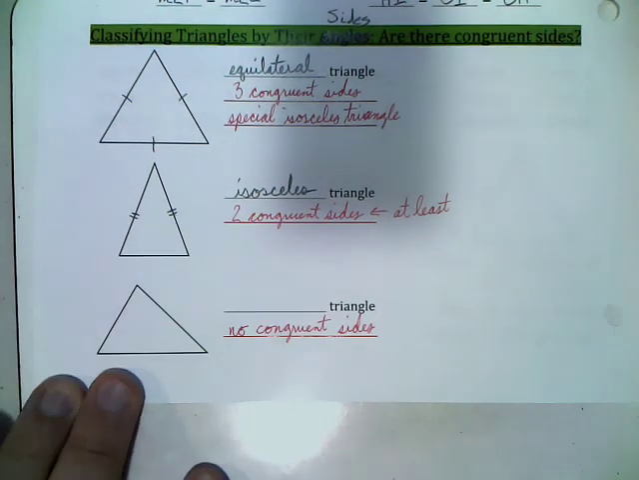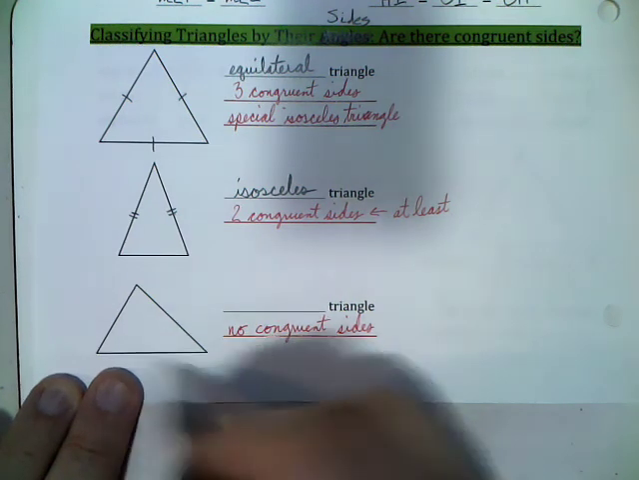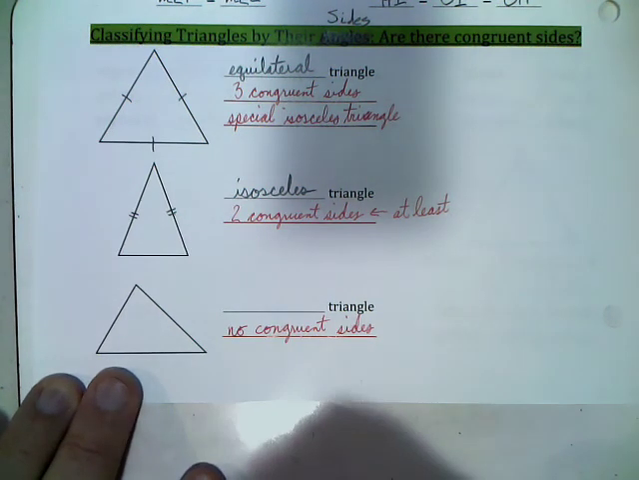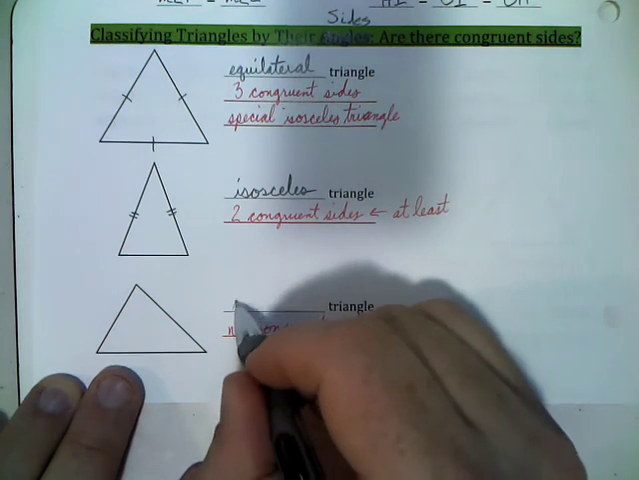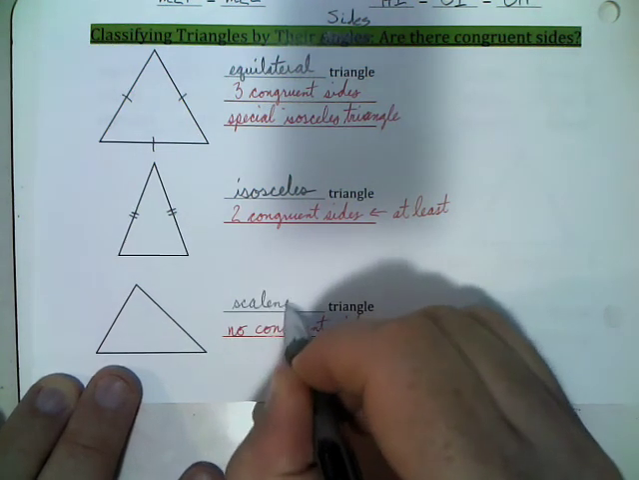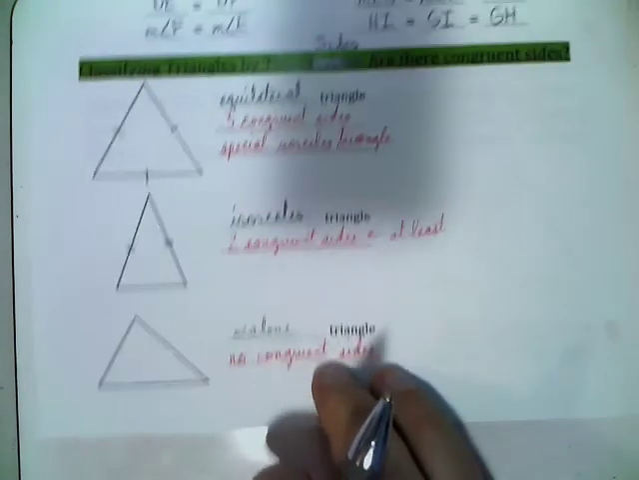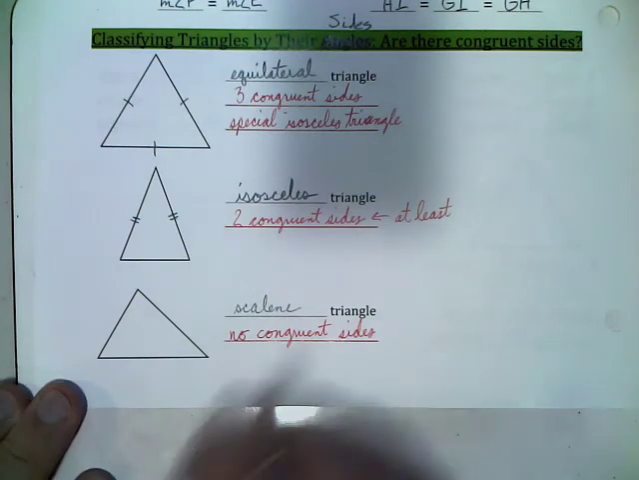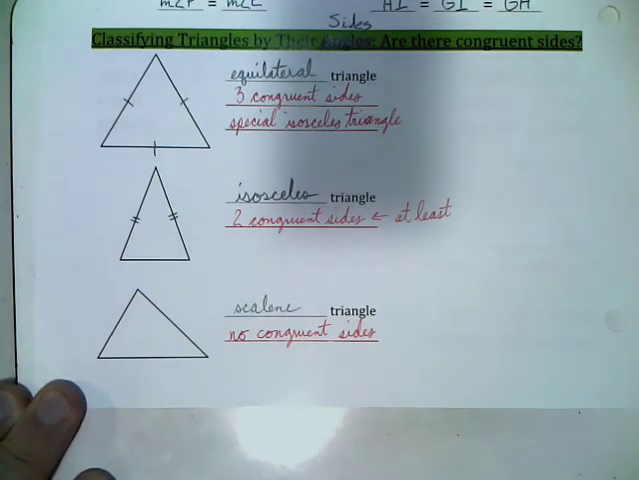And if there are no congruent sides, and sure enough, this triangle, if you were to take a ruler to it, none of those sides are the same length. This is called a scalene triangle. A scalene triangle.